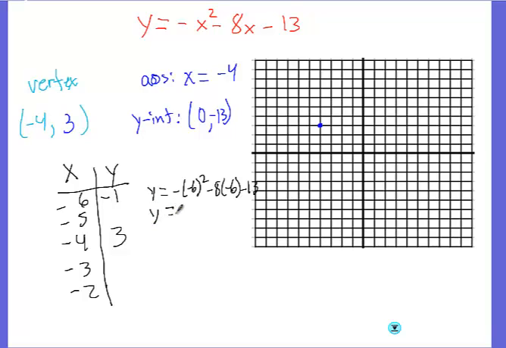Again, to get the y value for negative 5, you just do the same thing. Substitute negative 5 in. All right, and again, I'm going to do that in my calculator.